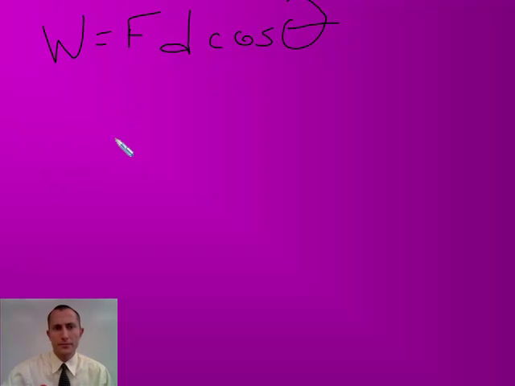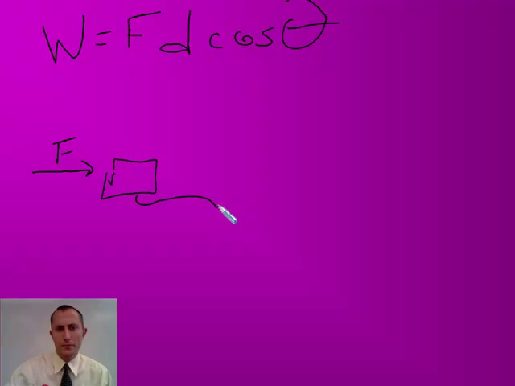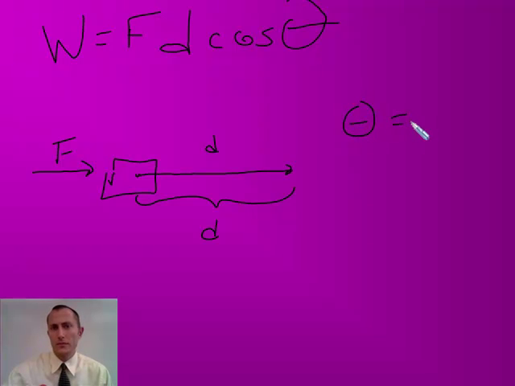And so what that means is that if we have a box, and we'll just use a box for simplicity, and we exert a force on it in this direction, and we move it or displace it some amount d, the angle here between the force and the displacement vector, they're in the same direction, and so the angle here is 0. And we all know that the cosine of 0 is 1. And so what that means is that when the displacement of the object and the force are in the same direction, the work done is at its maximum.